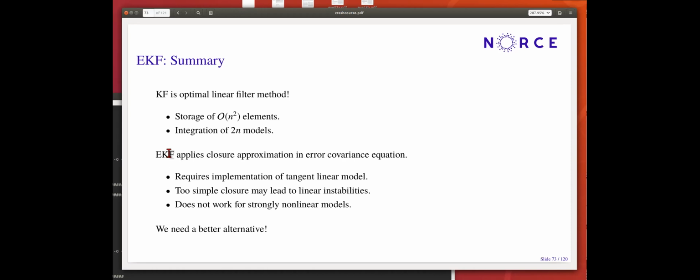And then in the extended Kalman filter, you apply a closure approximation, and it requires the implementation of the tangent linear model, which is just the derivative of the model with respect to the state. And this too-simple closure may lead to linear instability. So if you have unstable underlying dynamics, then you have unbounded error variance increase. So basically, it doesn't work for strongly nonlinear models, and we need a better alternative.